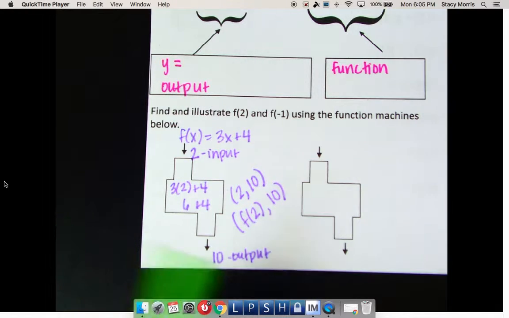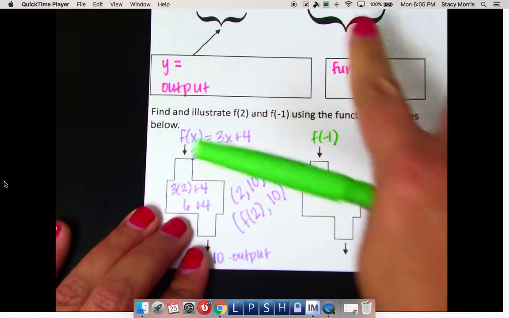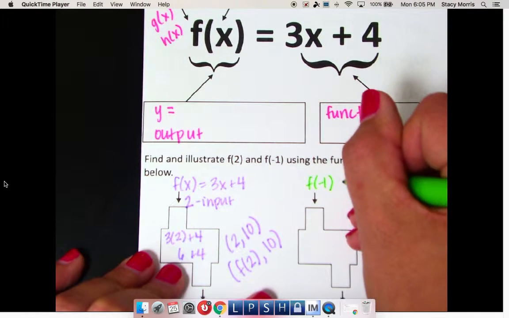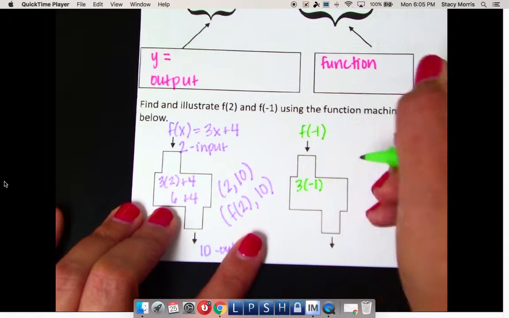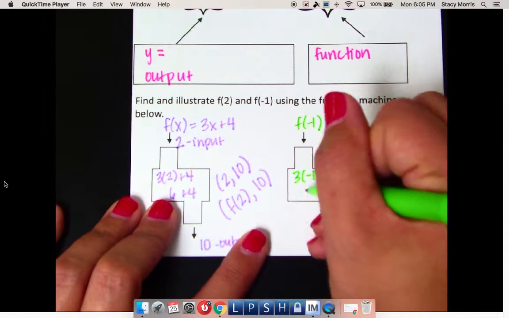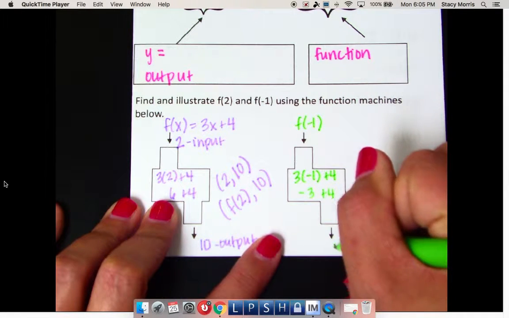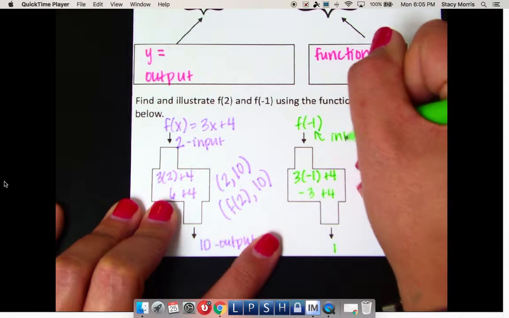We're going to do f of negative 1. So we're inputting f of negative 1, which means I'm going to take my function again, 3x plus 4. Right. So instead of x, I'm inputting negative 1, plus 4. So 3 times negative 1 is negative 3, plus 4 is 1.